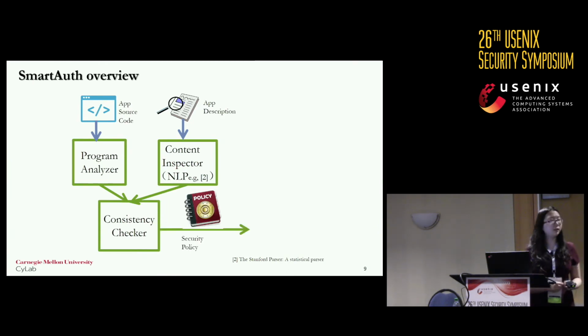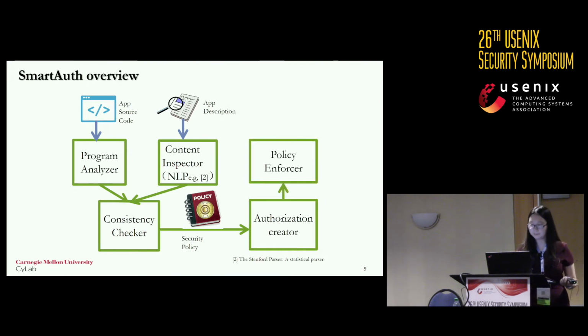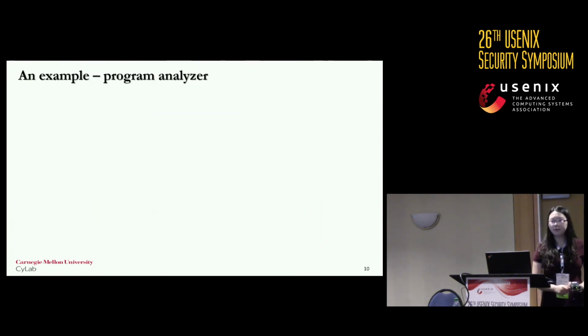And we can generate the security policy based on the consistency checker. Basically, at this point we'll be able to know what kind of information we should provide to the user. So we can use the security policy to build an authorization interface to notify the user about unexpected behaviors and also get their input. In the end, we also build the policy enforcer to enforce the policy end-to-end. Now let's go through a real example to see how SmartAuth works.